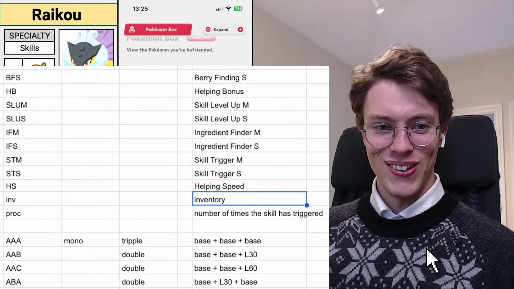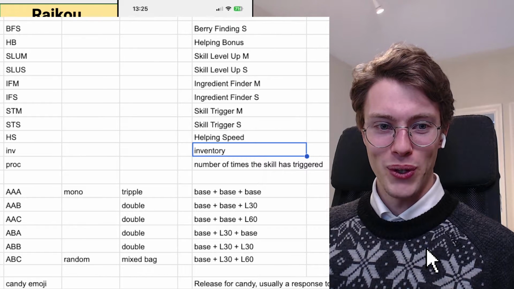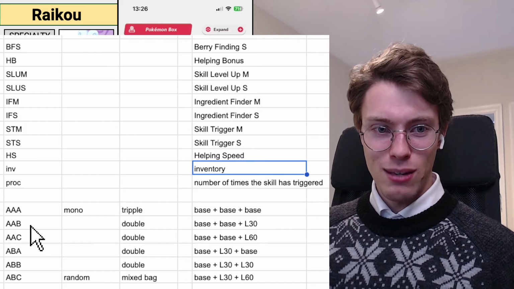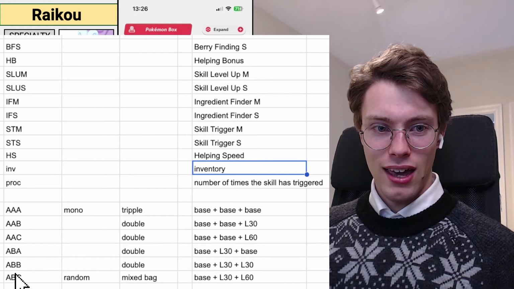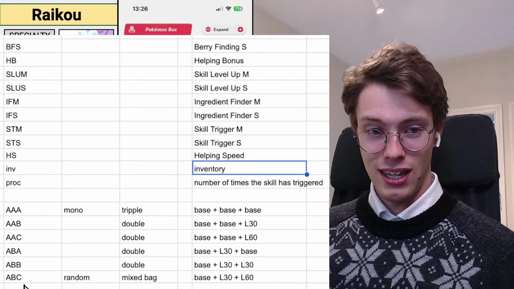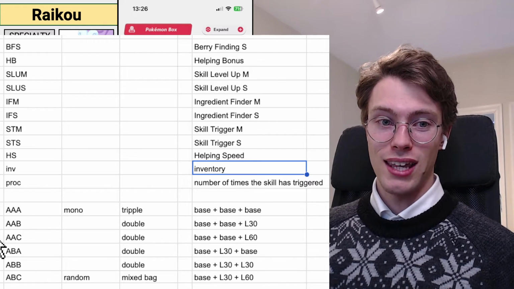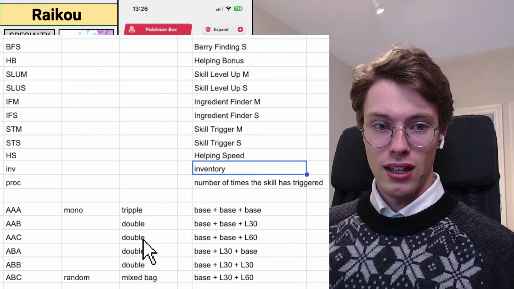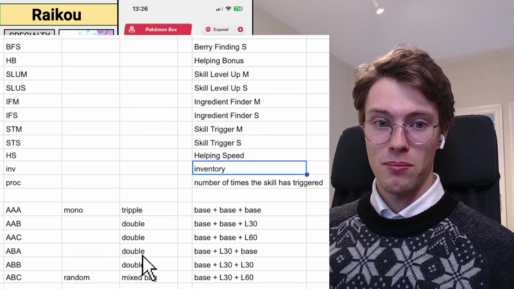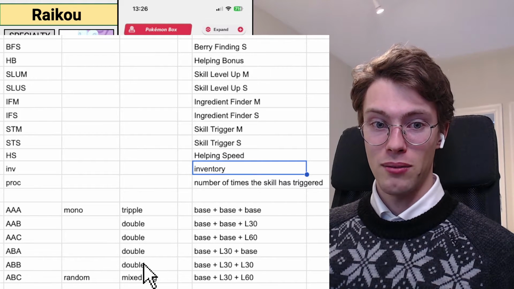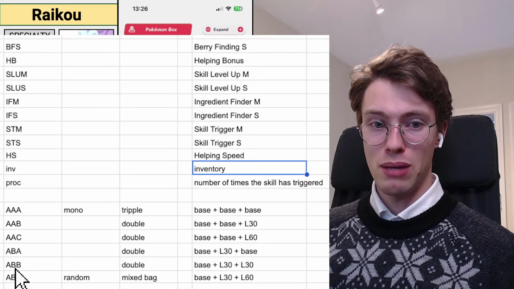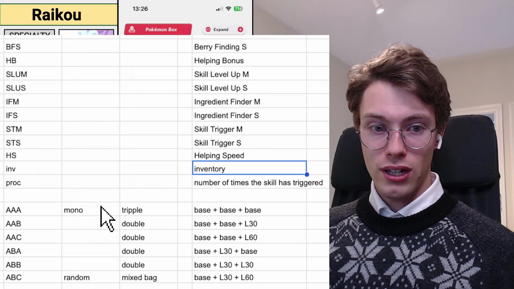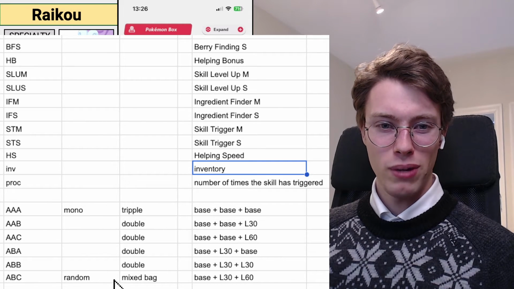And then we get to the good stuff. Now, what in the world are these letters? AA, AAB, AAC, ABA, ABB, ABC. You can think of it as the ingredient pattern. So this is a double, it's got double A. This is a double, it's also got A. Another double, it's another A. And then we have another double, which is BB. So we have the triple ingredient here, or mono ingredient. Then we also have the random or mixed bag.